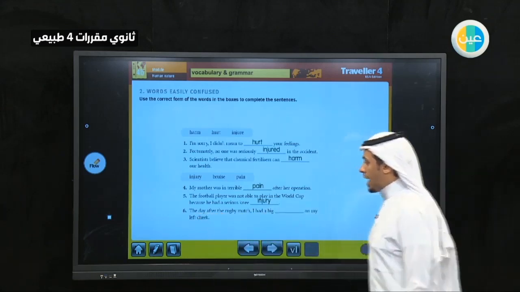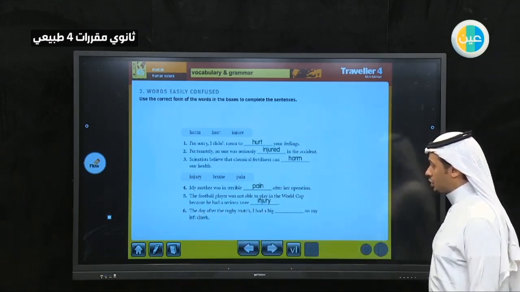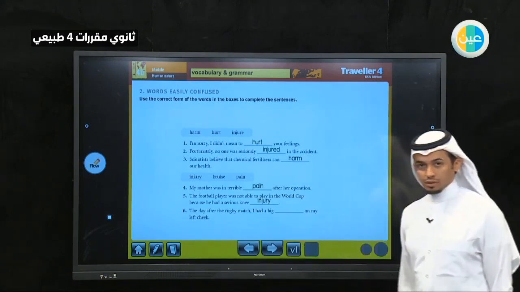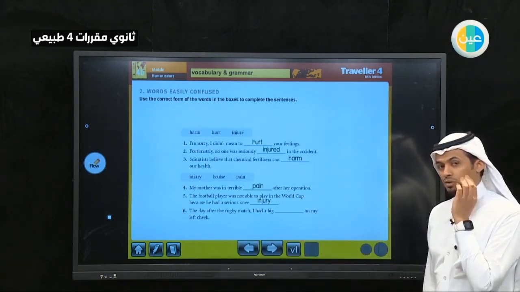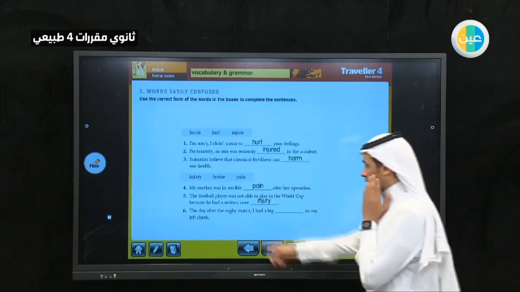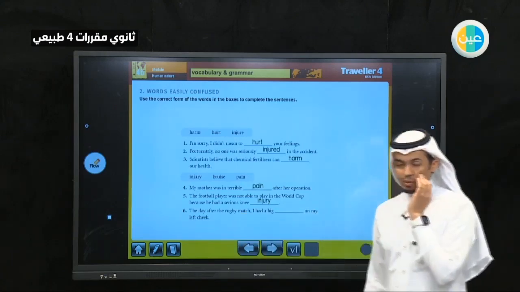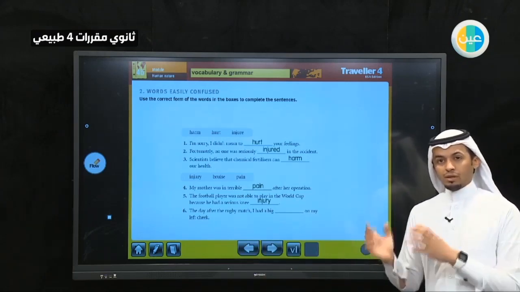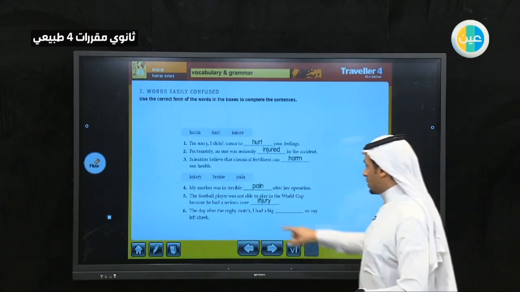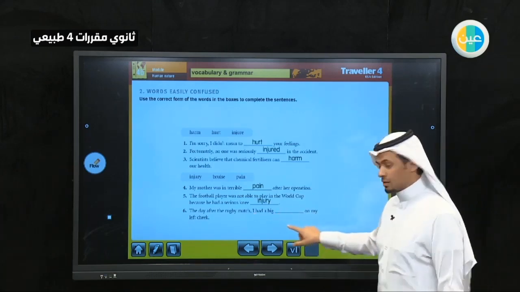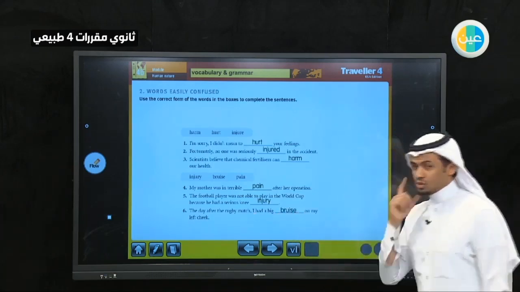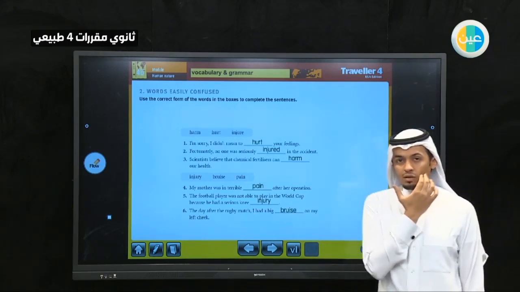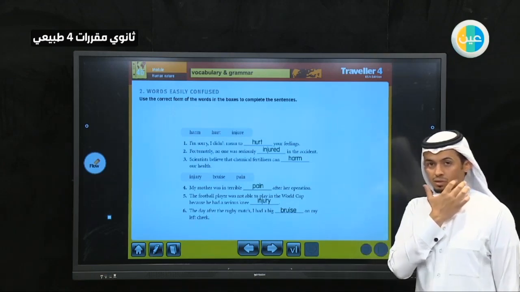Number 6, the day after the rugby match, I had a big blank on my left cheek. So something happened to his left cheek after the rugby match. Rugby is a kind of sport that they play in the USA. So he still had that big bruise on his skin, still on his cheek, the purple color on his cheek.